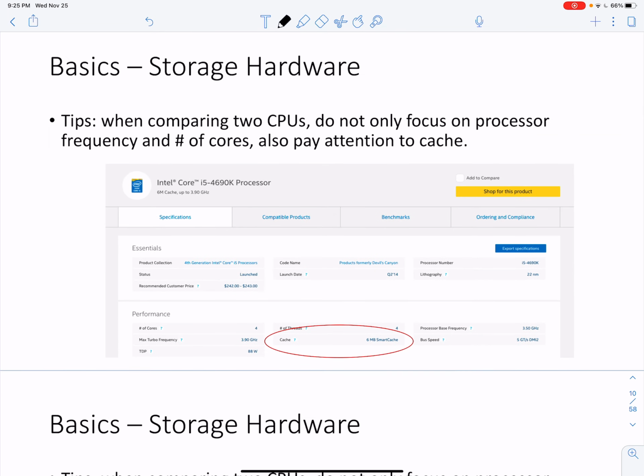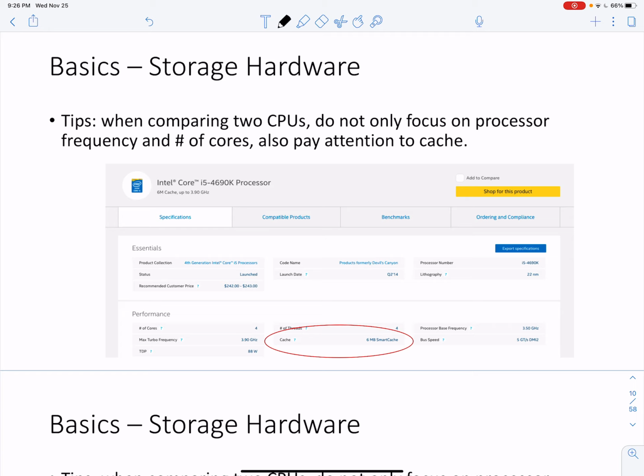So here is some advice when you are considering buying hardware. I think this is a good time for me to record a video, because tomorrow is Thanksgiving, and the day after tomorrow is Black Friday. So maybe some of you are going to shop for a new computer.